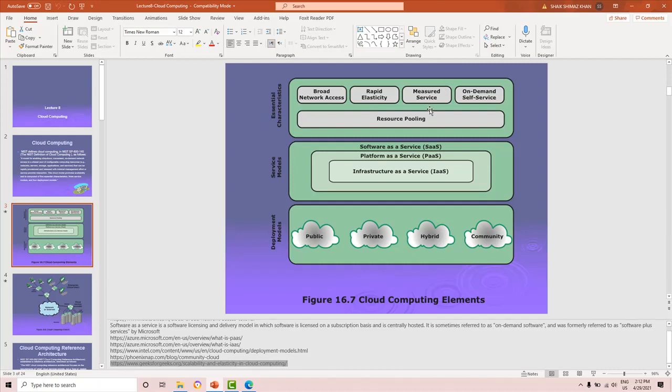Then measured service. What does measured service mean? The services provided to the customers are metered, or we can say measured. Example, let's say the customer wants to have cloud storage. It can be measured how much GB storage capacity the customer has consumed. For example, for 50 GB one package amount, 50 to 100 GB another package. These packages differ for customers based on how much storage the customer has consumed. This we can call measured service.